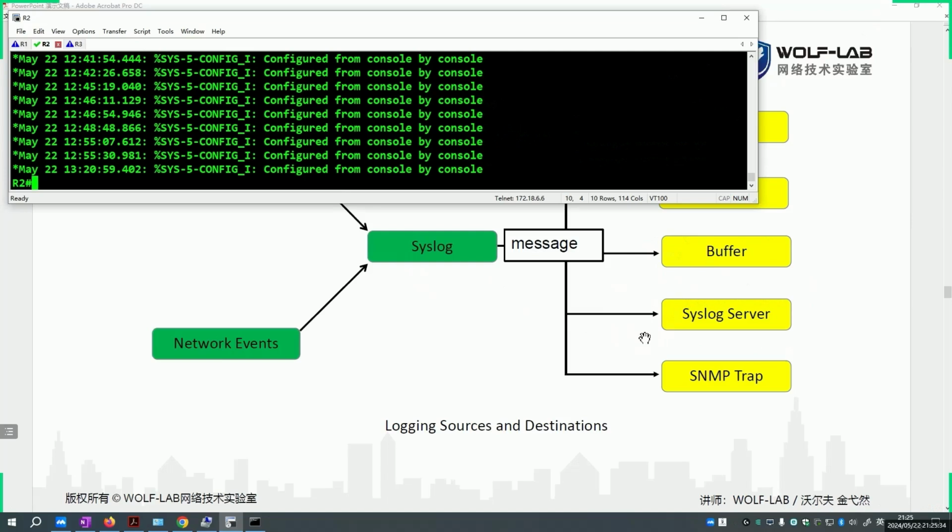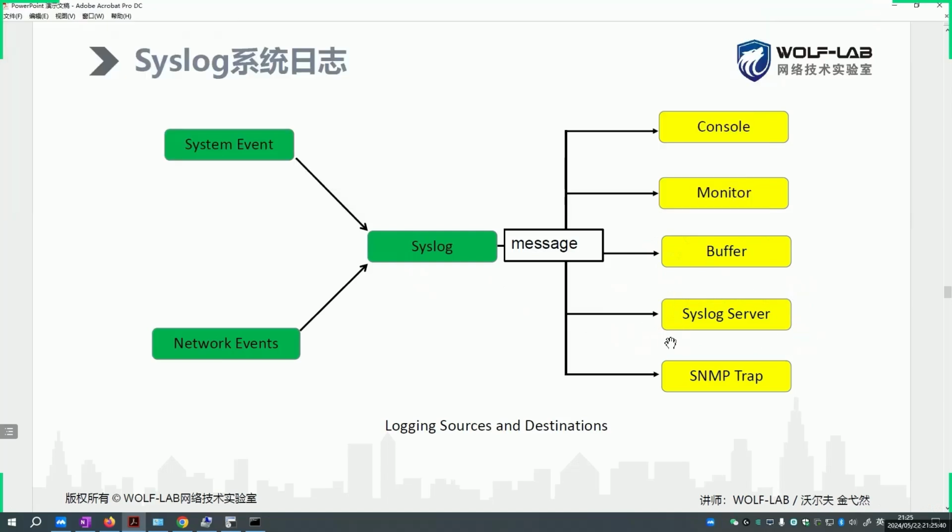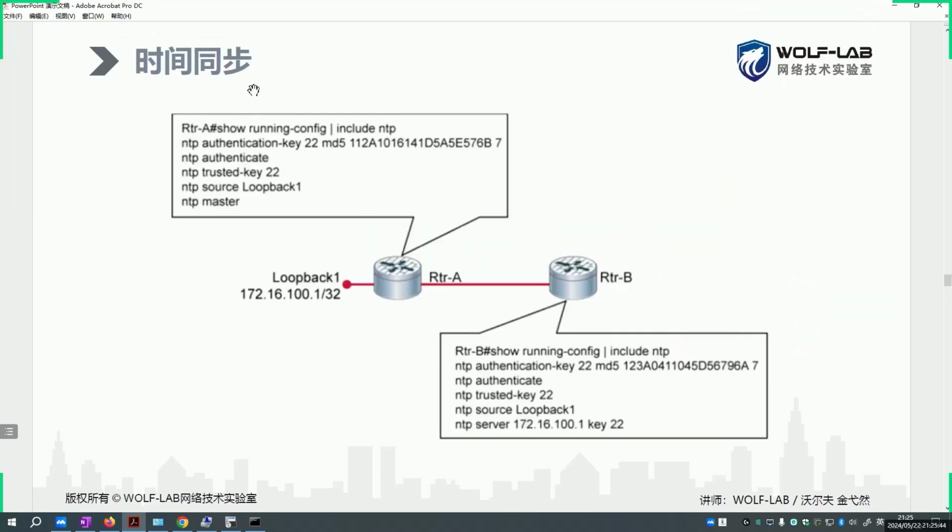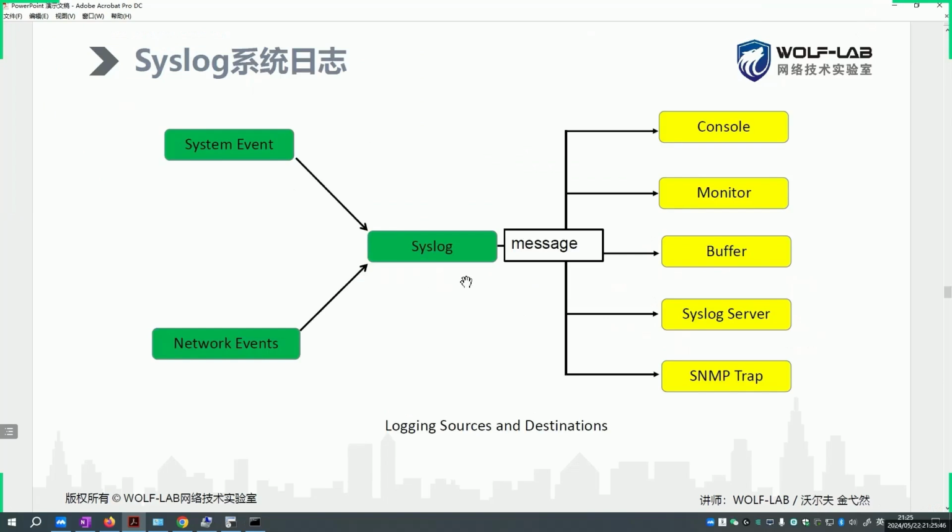We specifically use a dedicated host to gather all logs from every device in our network and store them on a specialized server. This server is responsible for their long-term storage. This is what we call a syslog server. But to deploy this syslog server, the same premise applies. What is it? Time synchronization, right?